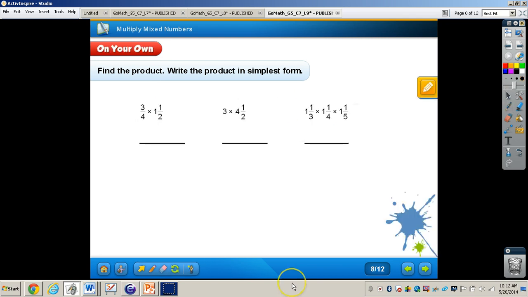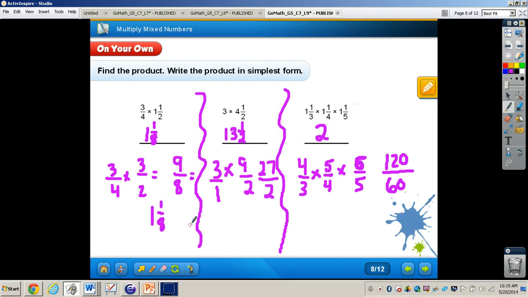2/3. So I want you to do these problems all by yourself. When you're finished, you can press play and I will have the answers for you. Just keep in mind with this one, you're just multiplying 3 fractions, so you just multiply another step there. Pause the video now. Okay, here are the answers for you. 1 1/8, 13 1/2, and finally 2.